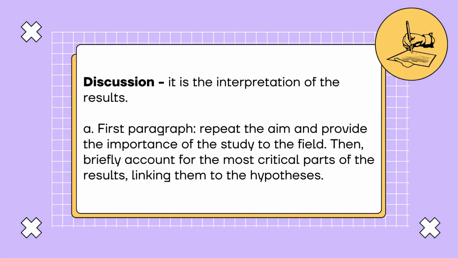Discussion. It is the interpretation of the results. First paragraph, repeat the aim and provide the importance of the study to the field. Then briefly account for the most critical parts of the results, linking them to the hypothesis.